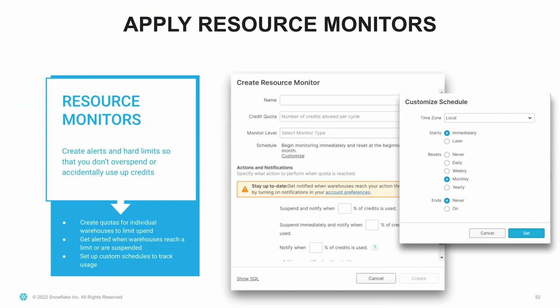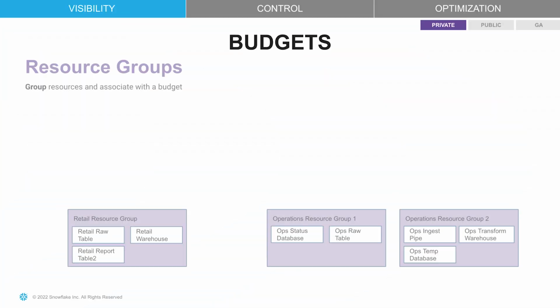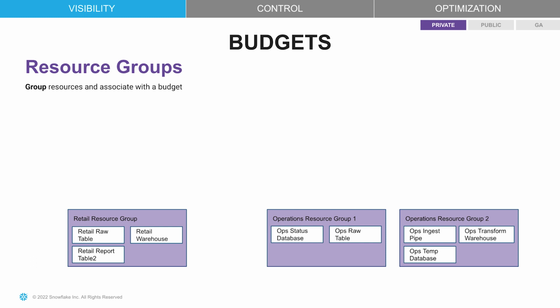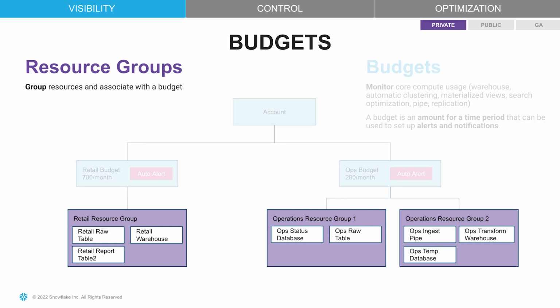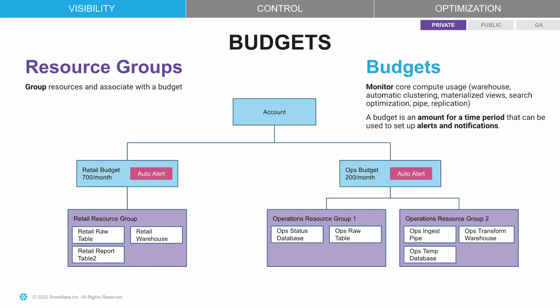Also, we'll show you how to apply resource monitors so you can create quotas for individual warehouses to limit spend and get alerted when you get to these areas, as well as how to set budgets. And this is a new feature in private preview in Snowflake that I'm really excited about, where we can establish resource groups of different tables and warehouses and serverless features and give those things a budget.